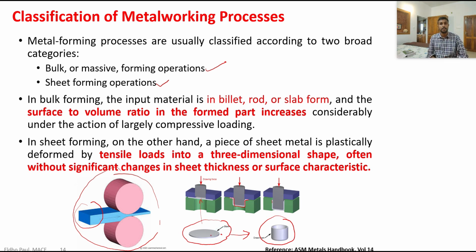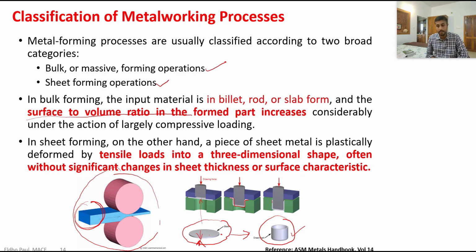Okay, so here we change the sheet into a final product with a small thickness. See the thickness, very small thickness. But here in bulk deformation, the thickness is very huge. Or in other terms we can say the surface to volume ratio in the formed parts increases considerably under the compressive load in case of bulk deformation.